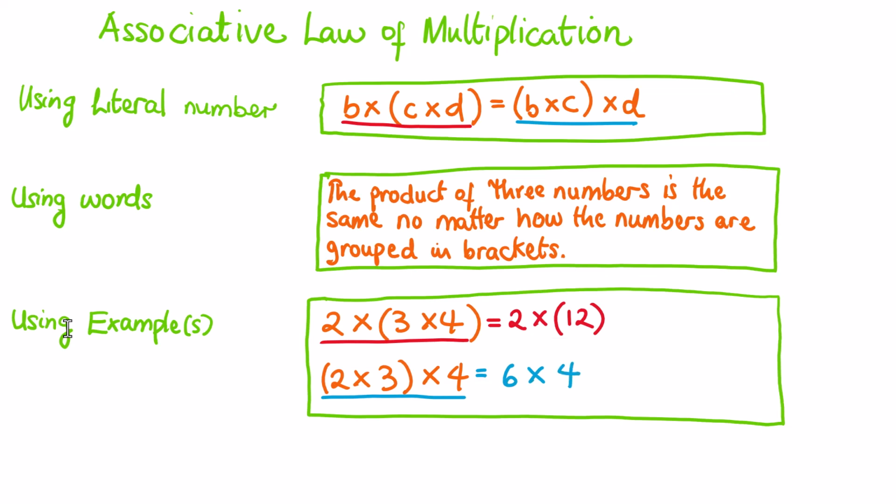What we have now is that for the one in red, we have 12 times 2, which gives us 24. And finally, the other expression in blue gives us 6 times 4, which is 24. Therefore, the left side of this equation is equal to the right side of this equation. So, the associative law of multiplication can be recognized in terms of literal numbers, the use of words, or using this example.